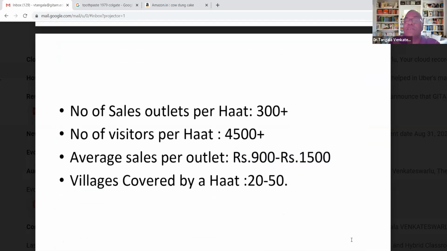Within hearths, you will see approximately 300 plus outlets. The number of visitors on average is 4,500 plus. Average sale is 900 to 1,500. Again, this sale may vary based on the type of product sold. Sometimes when you want to buy cashew nut within the city limits, you will not be able to buy it for 20 rupees. But when you go to such hearths, you will see a small pack sold at 20 rupees itself. Villages covered by each hearth are 20 to 50 villages.